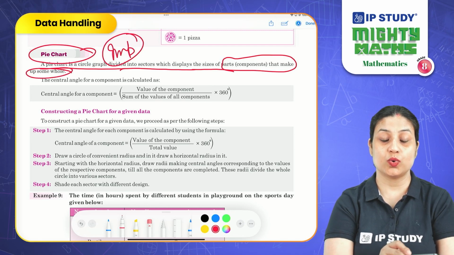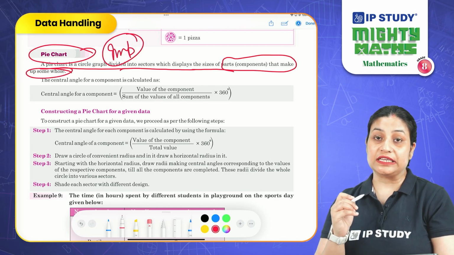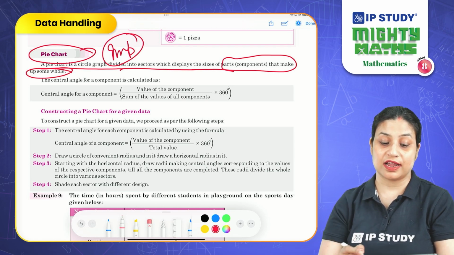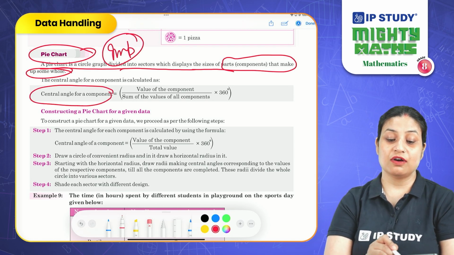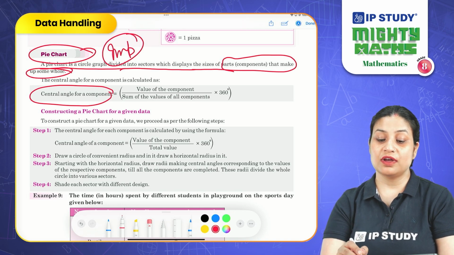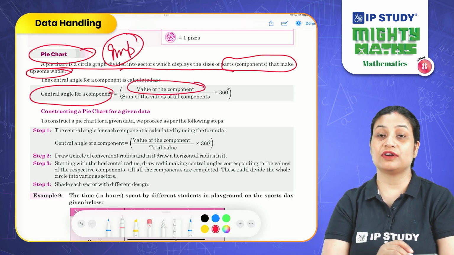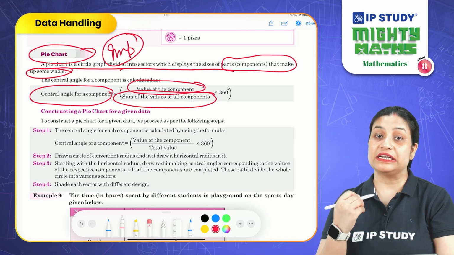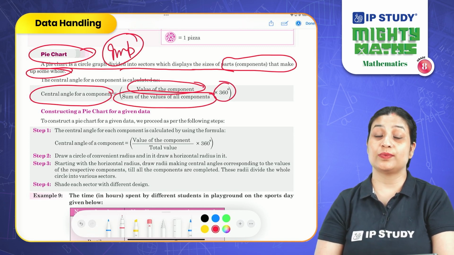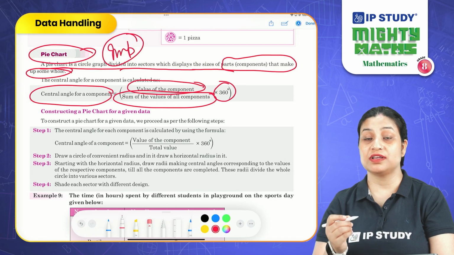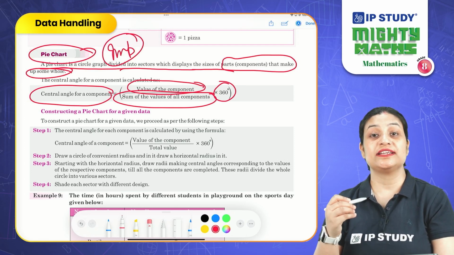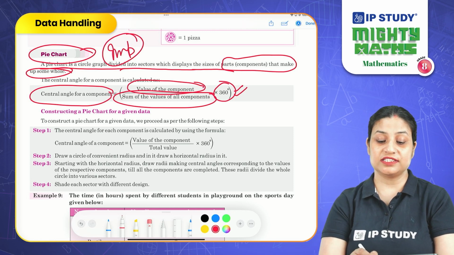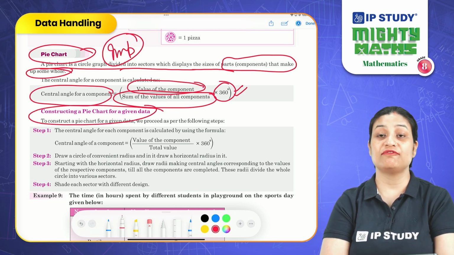a whole, right? So here, in order to draw a pie chart, we have to find out the central angle. And in order to find out the central angle of a component, we have to divide the value of the component by the sum of the values of all components and multiply it with 360 degrees. Now the question is why 360 degrees? Because a complete circle or a complete angle measures 360 degrees, right? Now let's see how to construct a pie chart for a given data.